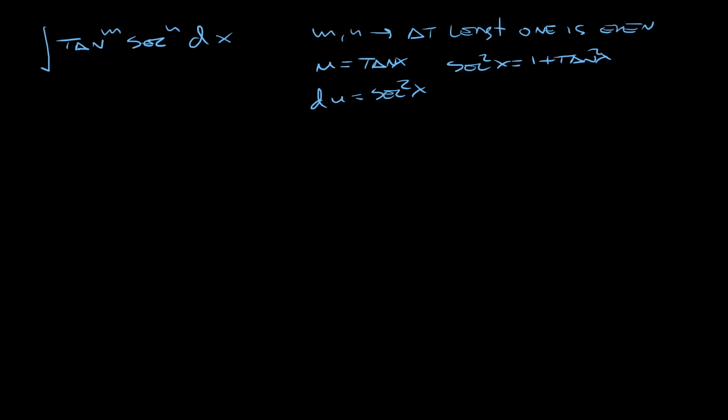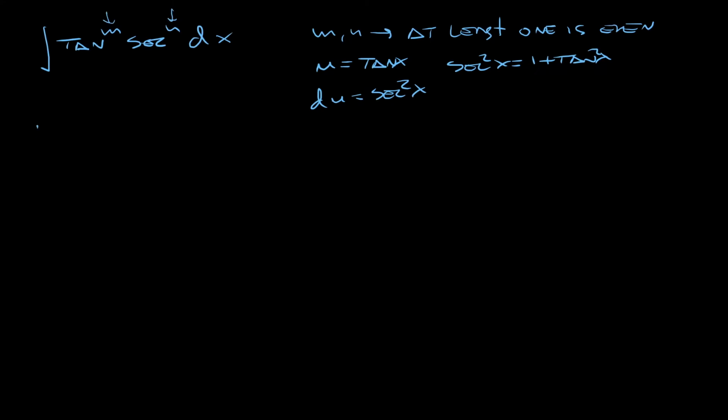In these problems, when you have integrals with tan and sec, there are two types of solutions. One of them, which is what we're doing here, is when at least one of the exponents, m or n, is even. So let's solve an example together.